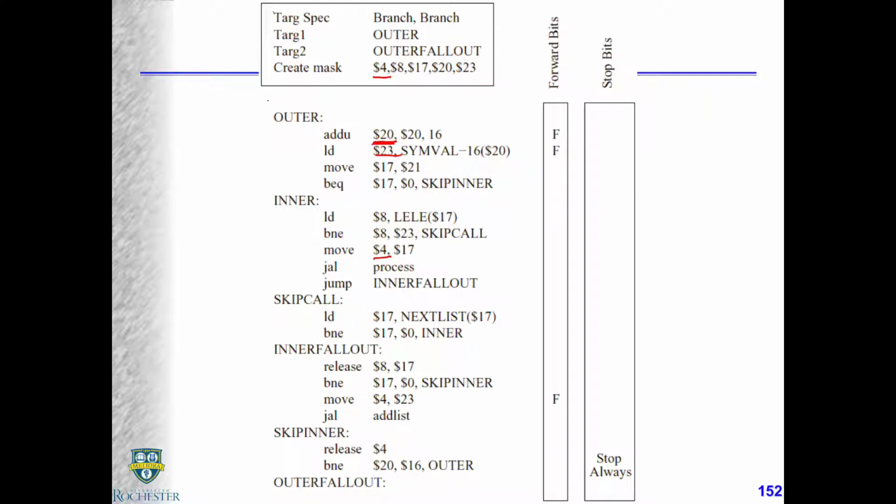It's possible that we could go around this branch if not equal, so we don't necessarily have to update 4. It's also possible that update 4 happens here. Okay, so we don't know, but it's possible. 4 is possible, 8 is possible, 17 is possible, 20 is possible, and 23 is possible. Nothing else is possible. Okay, so that's our create mask.